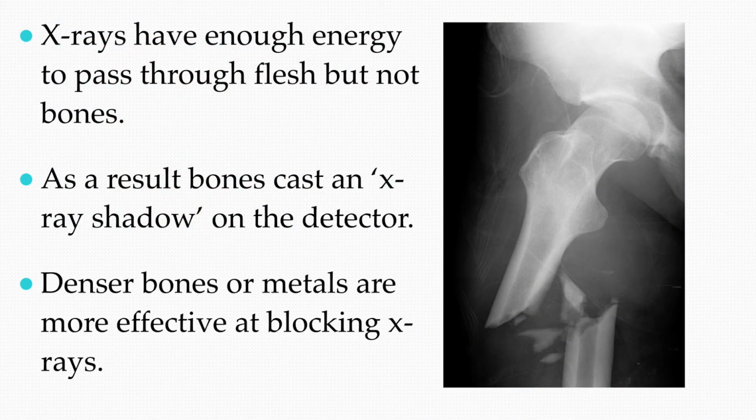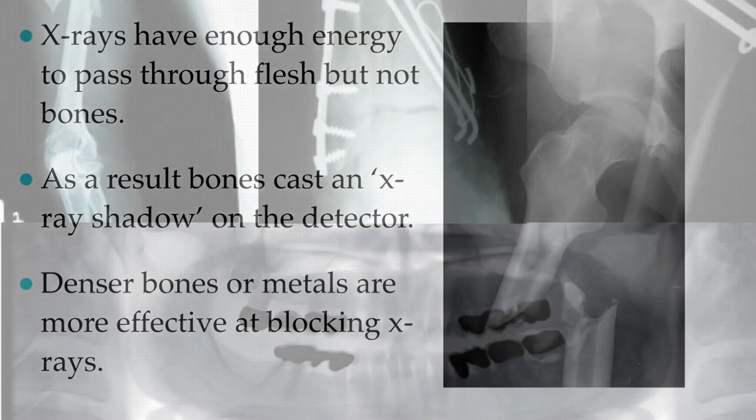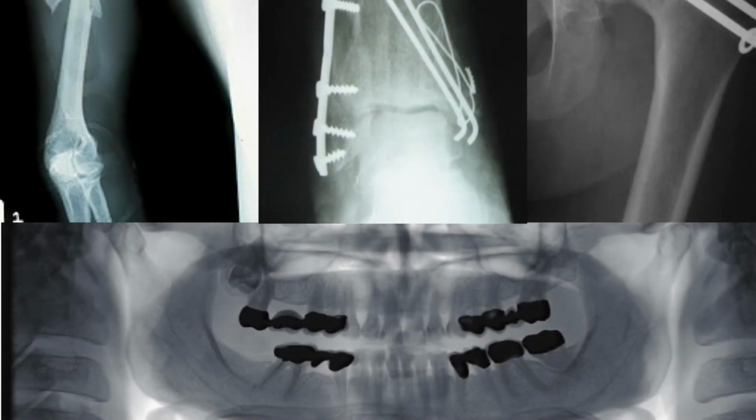X-rays have enough energy to pass through flesh, but they are stopped by bone. As a result, they can cast an X-ray shadow on a detector. The denser bone, or metal, are more effective at blocking X-rays and will show up as white, whereas the muscle and tissue are less effective and so will show up darker. Here we have an X-ray showing not only the patient's bones but also metal pins and even their fillings in their teeth.